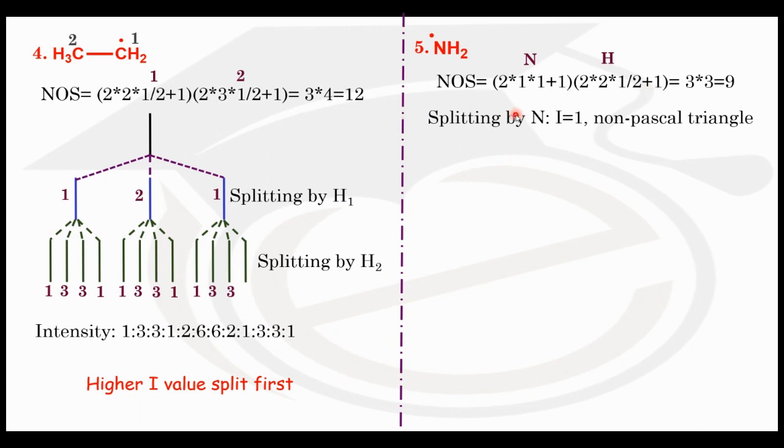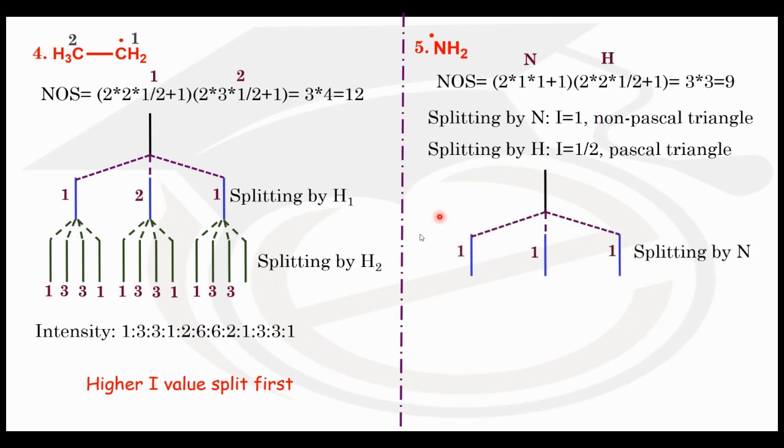First splitting: the I value is more for nitrogen, so it will split first, and for nitrogen it is based on non-Pascal triangle. The I value is 1, which is greater than 1 by 2, that means it is based on non-Pascal triangle. So the first 3 lines will be like this, with intensity 1:1:1. In all these questions we are taking small n as 1. If it is mentioned like n equals 2 or n equals 3, you have to do that calculation. Otherwise, take small n as 1.